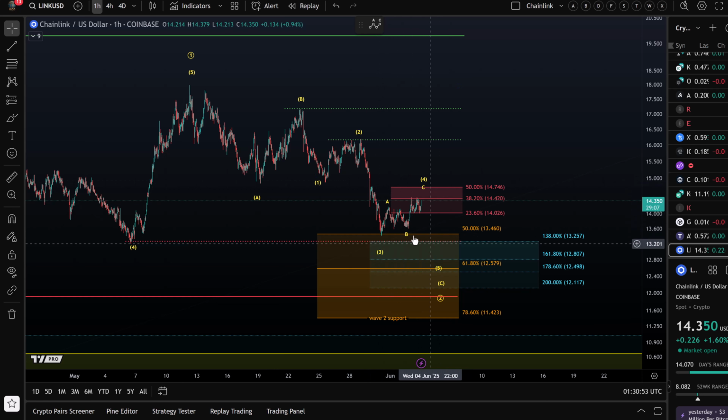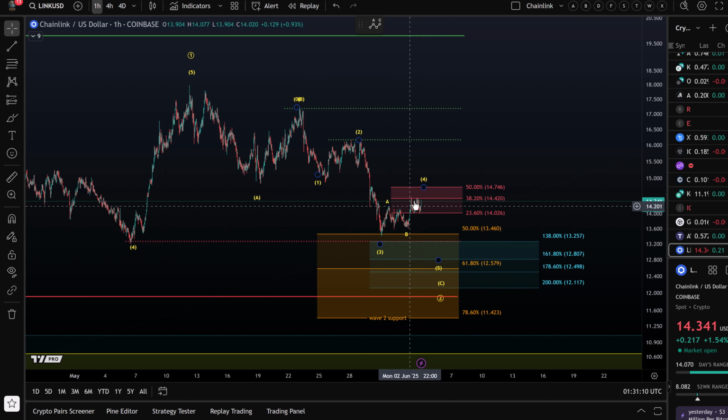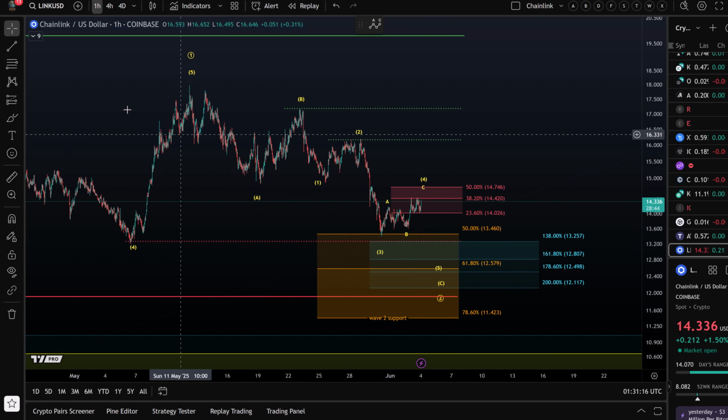Within that corrective pullback, which I have labeled ABC, because that's the standard structure for a correction, in that C wave, which is a 5-wave move, we're likely dealing with a fourth wave bounce at the moment, and it is a corrective bounce in a C wave to the downside. At least that's my view at the moment.